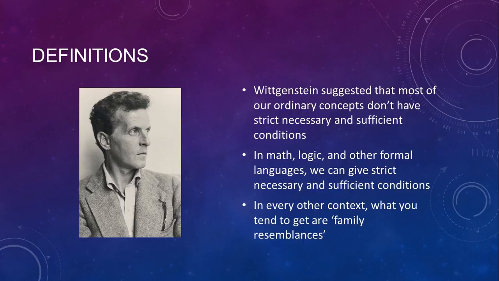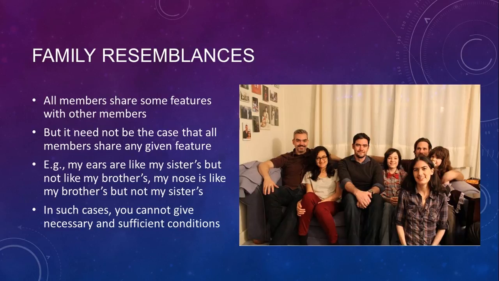And in natural languages, in anything but this weird formal context, what you tend to get are not necessary and sufficient conditions. What you tend to get are family resemblances. So here's my family. That's me and my wife and my brother and my nephew and my brother-in-law and my niece and my sister. And all of these members share some features. We all resemble each other in some ways, right? But it need not be the case in a family resemblance that every member shares any feature. So my ears look like my sister's, but not like my brother's. My nose looks like my brother's, but not like my sister's. So there's no one feature necessarily that all of us share.